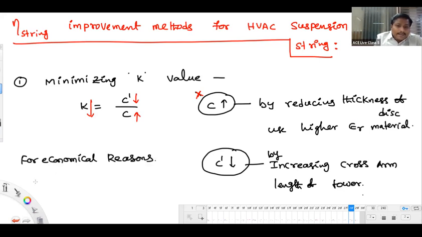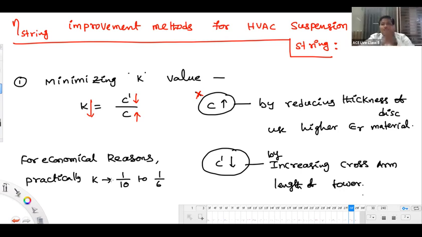So for economical reasons, practically, K will be maintained between 1 by 10 and 1 by 6. K less than 1 by 10 is not at all economical. That's what we are saying now. K less than 1 by 10 is not at all economical.